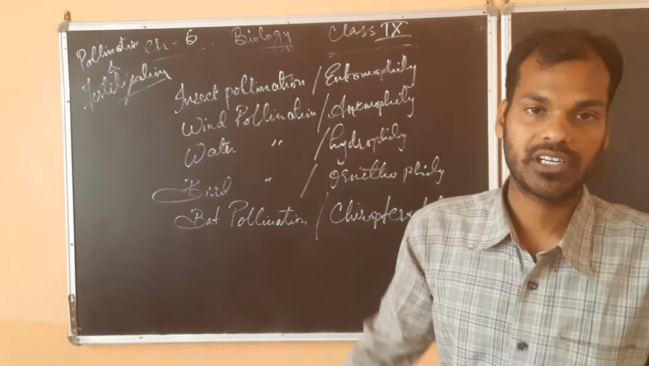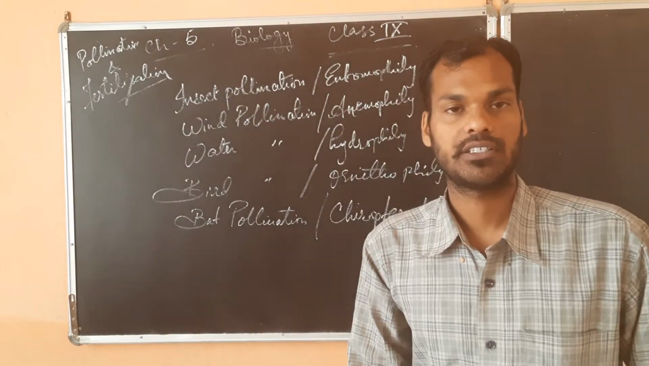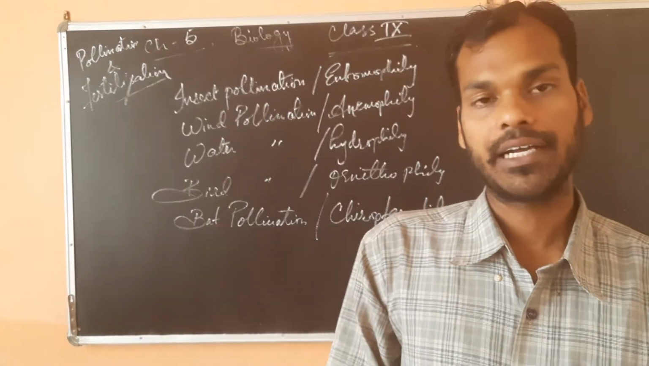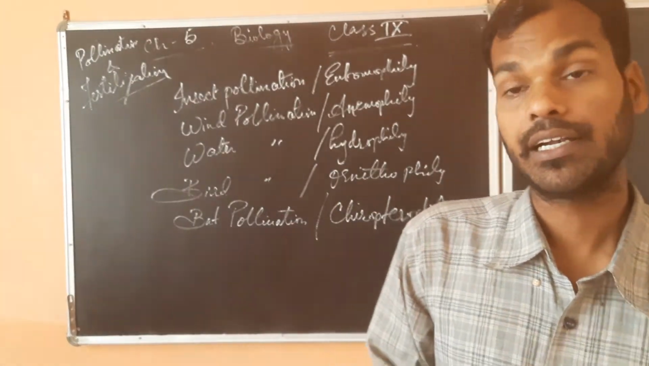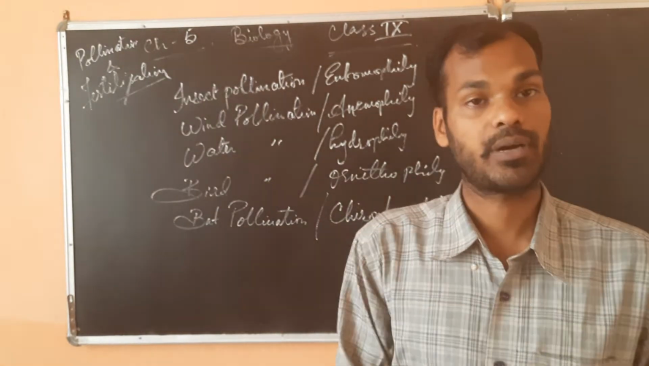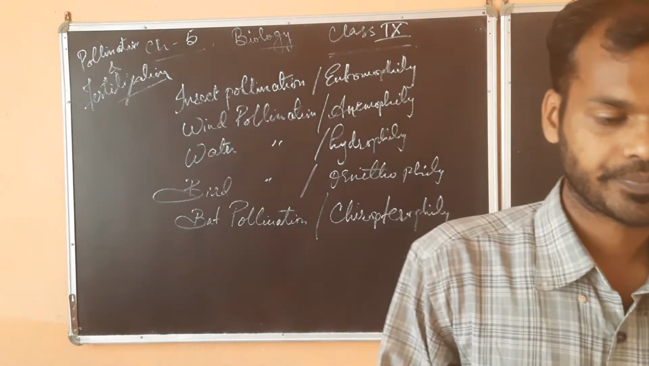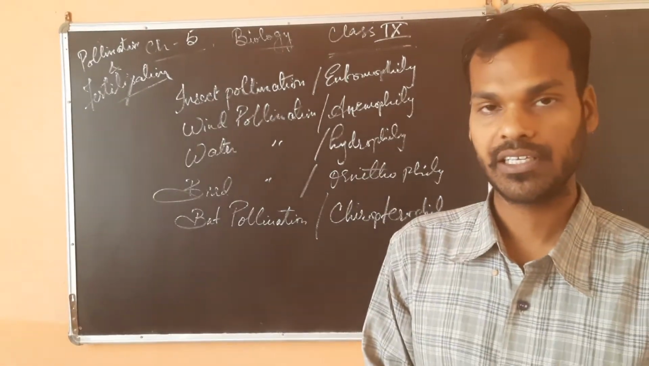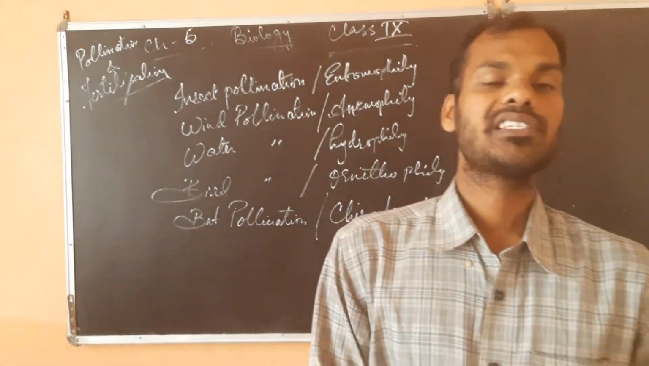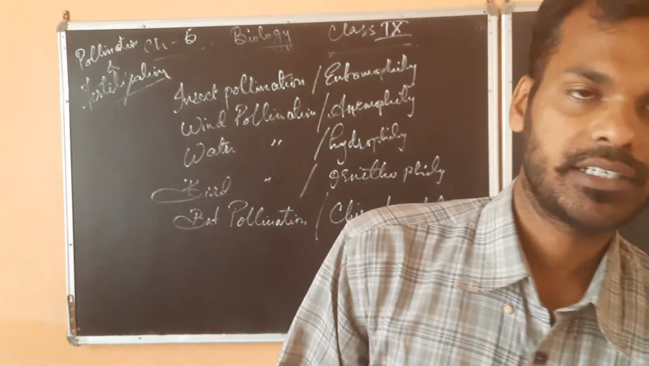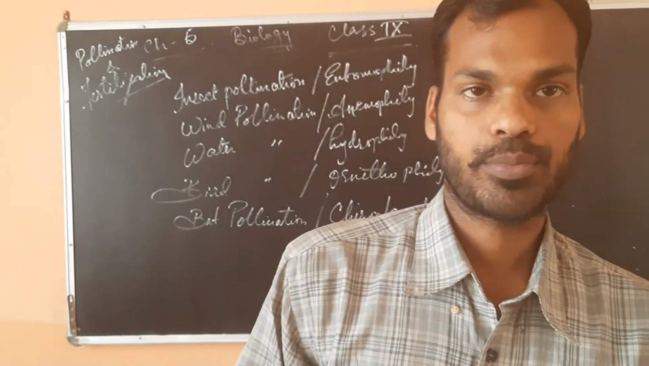Then there is wind pollination, that is called anemophily. Then there is water pollination, that is called hydrophily. And there is another, bird pollination, that is called ornithophily. And the last one is pollination by bat, that is also called chiropterophily, not logy, chiropterophily. Now we will see what the different mechanisms are through which these are possible.